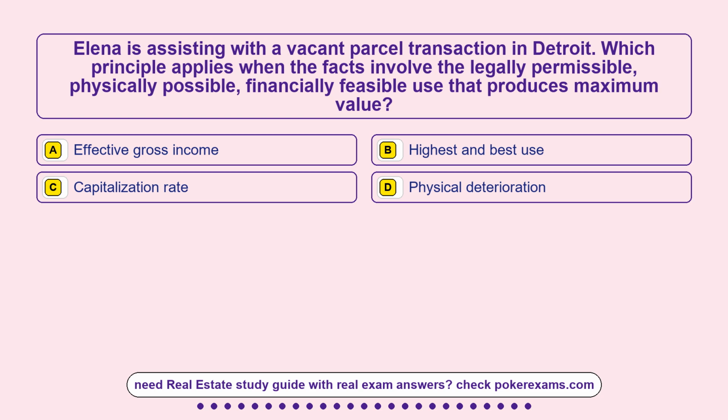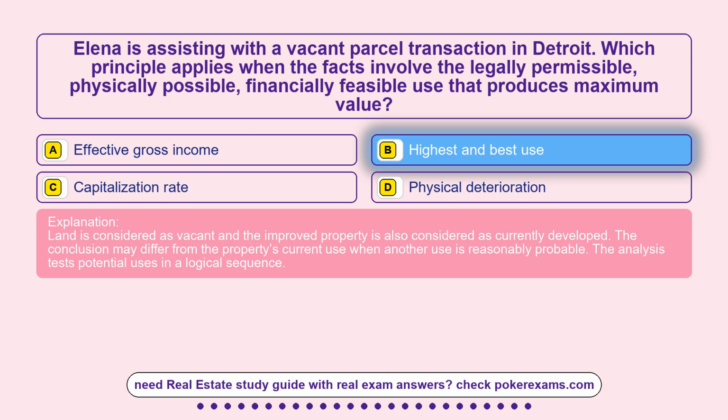Question 15. Elena is assisting with a vacant parcel transaction in Detroit. Which principle applies when the facts involve the legally permissible, physically possible, financially feasible use that produces maximum value? Option A, the effective gross income. Option B, highest and best use. Option C, capitalization rate. Option D, physical deterioration. The correct answer is option B, highest and best use. Land is considered as vacant and the improved property is also considered as currently developed. The conclusion may differ from the property's current use when another use is reasonably probable. The analysis tests potential uses in a logical sequence.